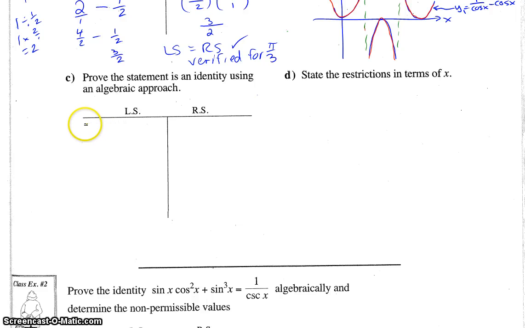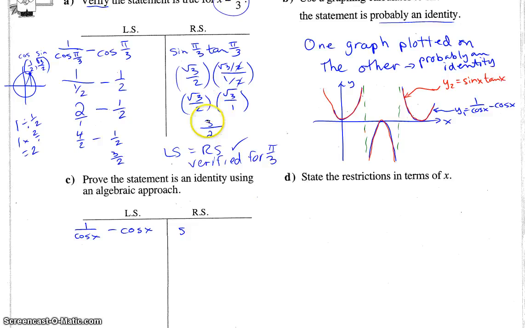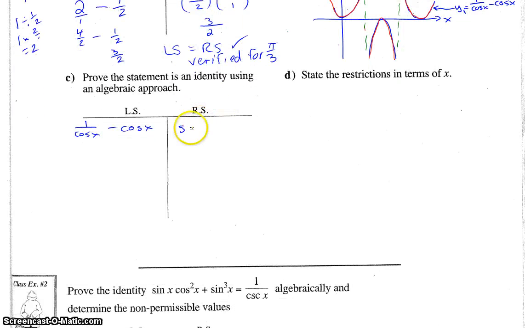So our left side of the equation was 1 over cos x minus cos x, and our right side was, I want to say sin x tan x. Would I be right? Yes, I would. Good guess. I have a good memory. It just only lasts about 2 seconds.